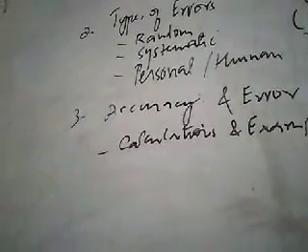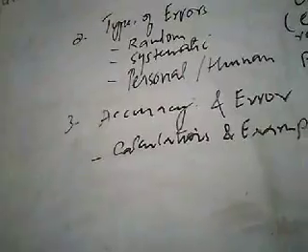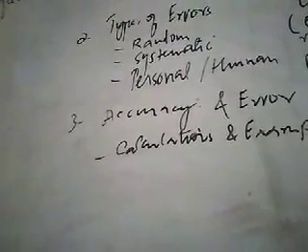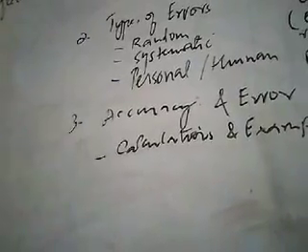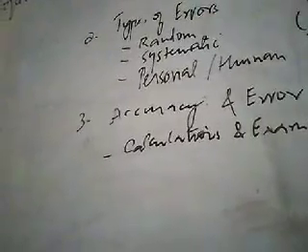Whereas personal error can also be rectified if we apply precautionary measures and follow all the SOPs of carrying out that experiment, then this human error can also be minimized. Systematic error can also be minimized.